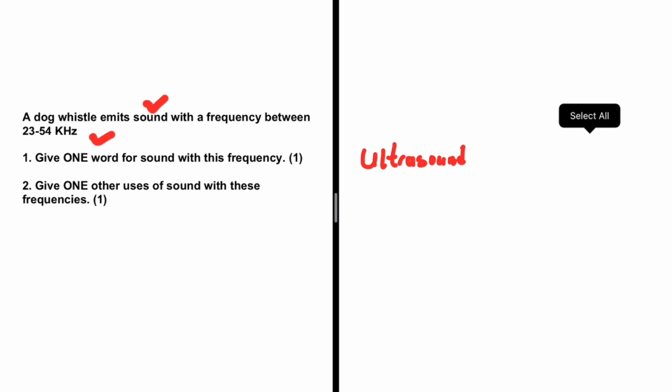And the second question, give one other use of sound with these frequencies. So what are the uses of ultrasound? We talked about that in detail in previous videos. We talked about the use of ultrasound in medicine and the use of ultrasound in the industry. In medicine, it is used to produce a scan during pregnancy. And then in the industry, it is used to clean optical equipment. There we go. Longitudinal waves, past exam questions.